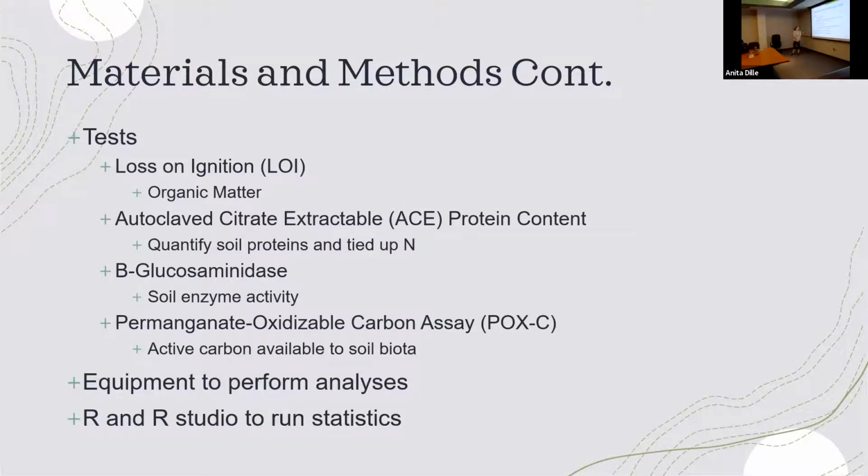So some tests are loss on ignition, which is again for organic matter. There was one site that didn't have that done, so I'd have to do that. ACE, which is autoclaved citrate extractable protein content. That's to quantify soil proteins, which are tied up nitrogen. Beta glucosaminidase, which is to look at soil enzyme activity. And then POC, which is permanganate oxidizable carbon. We're using the assay method, which looks at active carbon available to soil biota, like the flora and fauna and organisms within the soil.